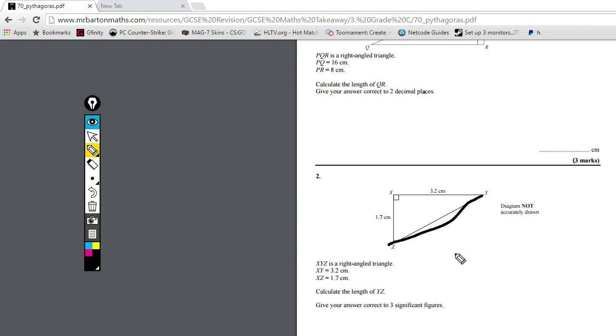So what we're going to do is 1.7 squared plus 3.2 squared, and then we're going to find out our answer. So if we do that now on our calculators, 1.7 squared equals 2.89, okay? And we're going to plus that 3.2 squared. We're going to plus those together, and we should get 13.13.